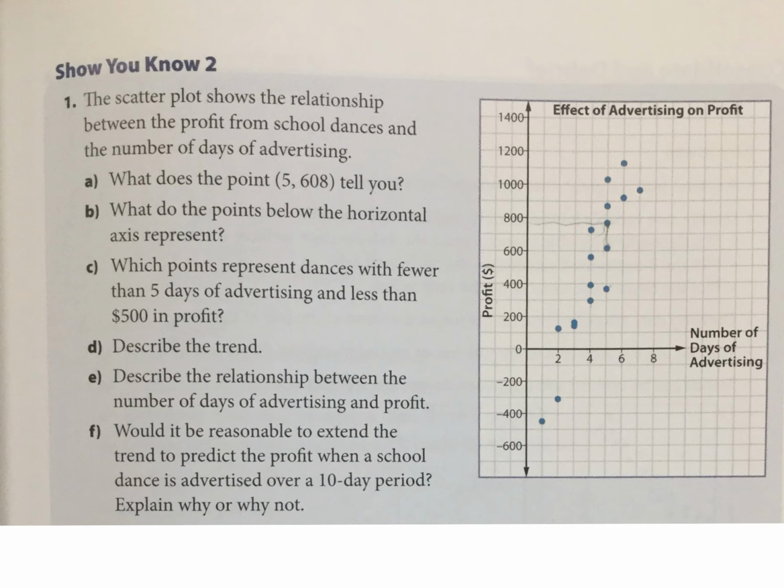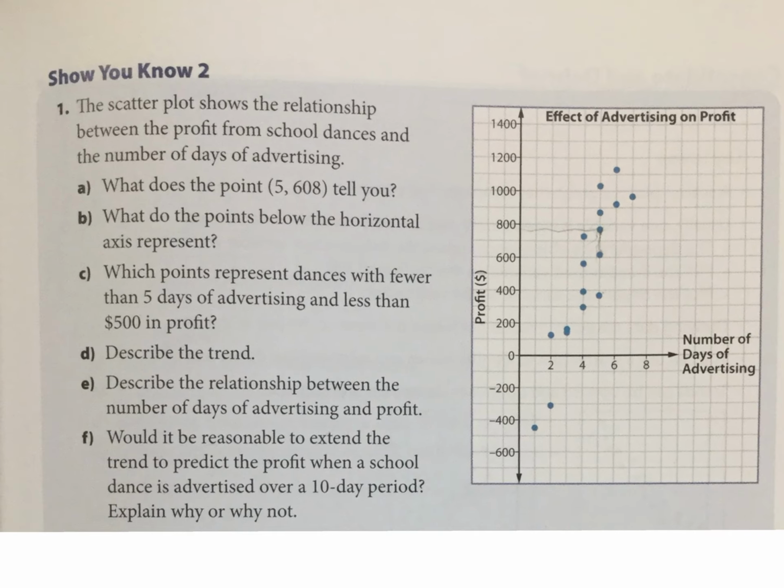Okay, so what does the point 608 tell you? I'm going to locate it here, 608. What does this point tell you, Daniel? They made $608 in 5 days of advertising. Good. They made $608 in 5 days of advertising. They profited $608.